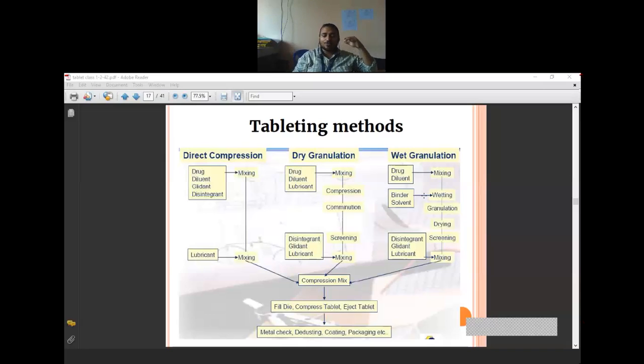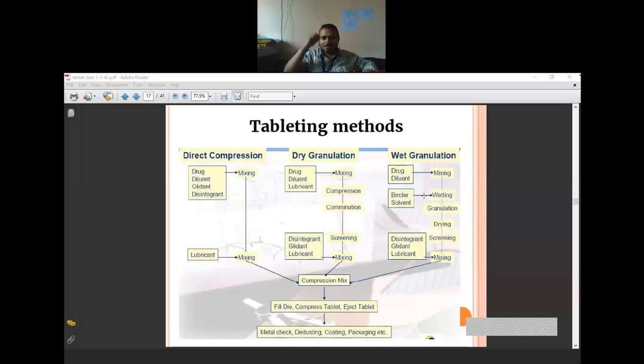Then binder and solvent. In wet granulation, the main difference is that we are using a solvent for the binders. We are using solvent binders in wet granulation. We are forming a cohesive mass with the help of solvents. After forming the cohesive mass, we size the mass, then we dry and screen it.